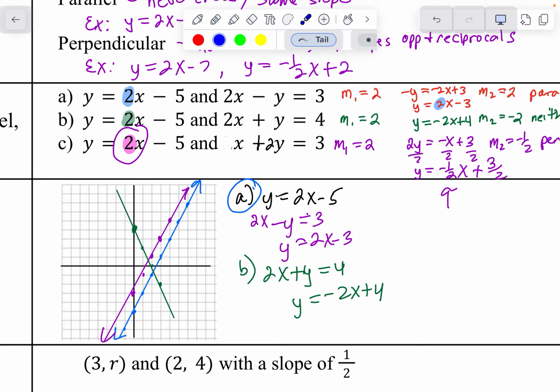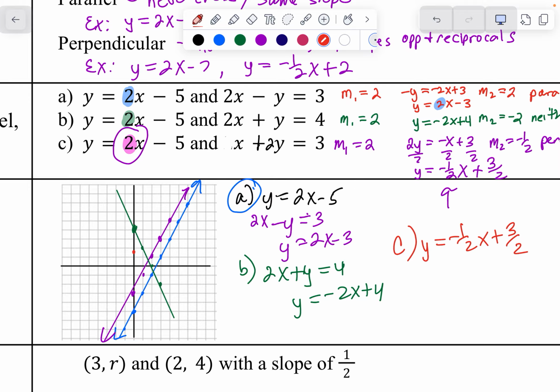And then finally, let's do the last one. So in C, our rearranged equation was y equals -1/2 x plus 3/2. What's the decimal that we could use as our starting place for 3/2? You could just put 3 divided by 2 in a calculator. Just 1.5. So we're going to start at 1.5 and just try to estimate that as best you can.